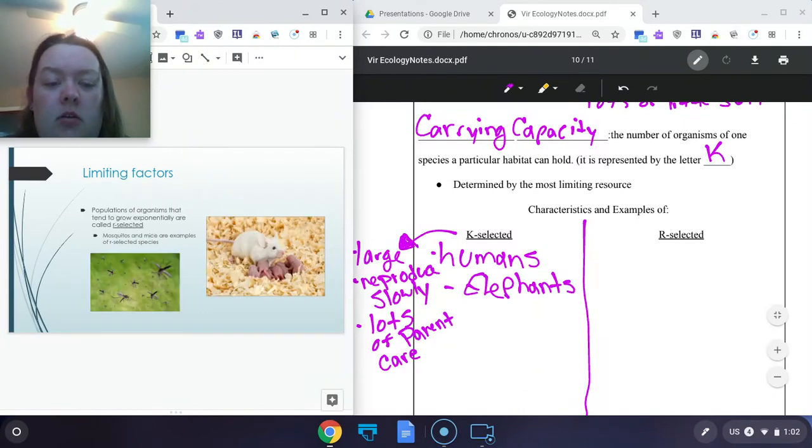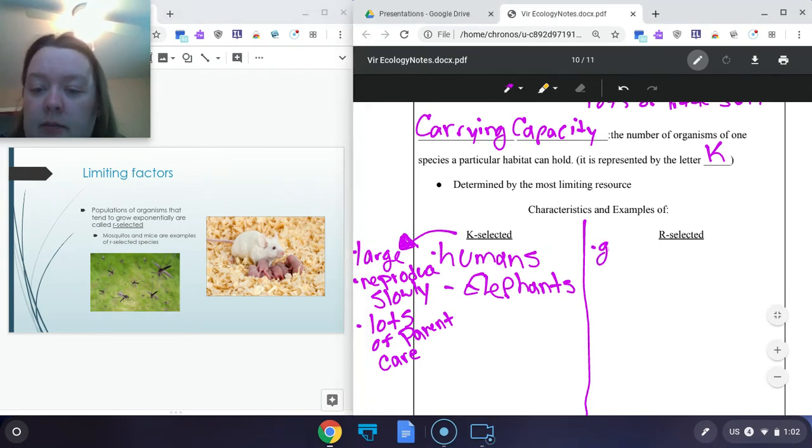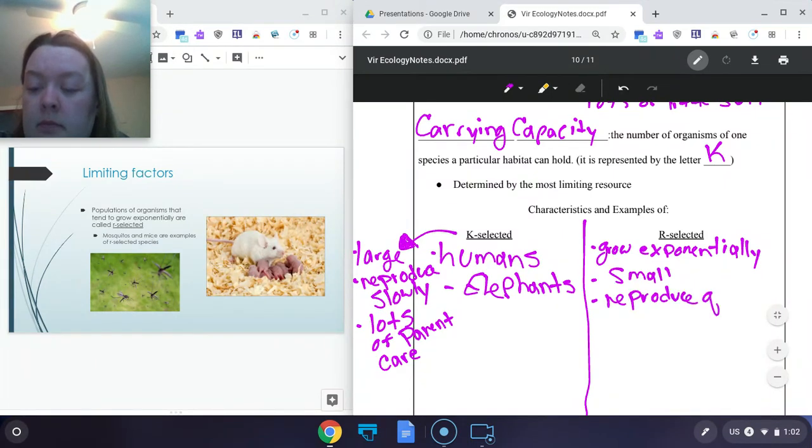Versus organisms that are called R-selected species. R-selected species are ones that tend to grow exponentially. The reason that they do that is because they're small, they reproduce quickly, and they provide little or no parental care.